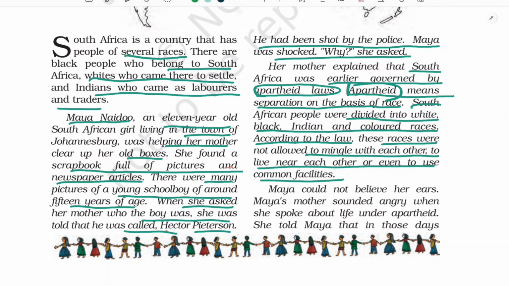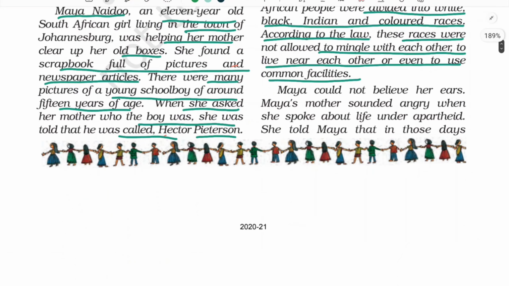These people were not allowed to mingle with each other, they had to live separately, like the black people living separately and the white people living separately. And the discrimination was done against the black people, the Indian people and the colored race people, by the white people, who took the best of the best for themselves and gave the worst of the worst to the other race groups. Maya could not believe her ears.